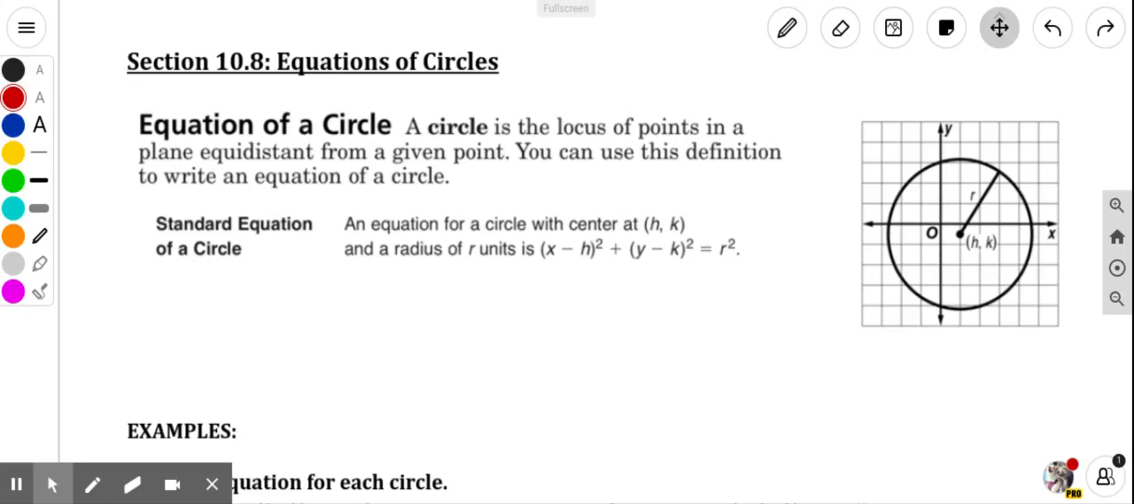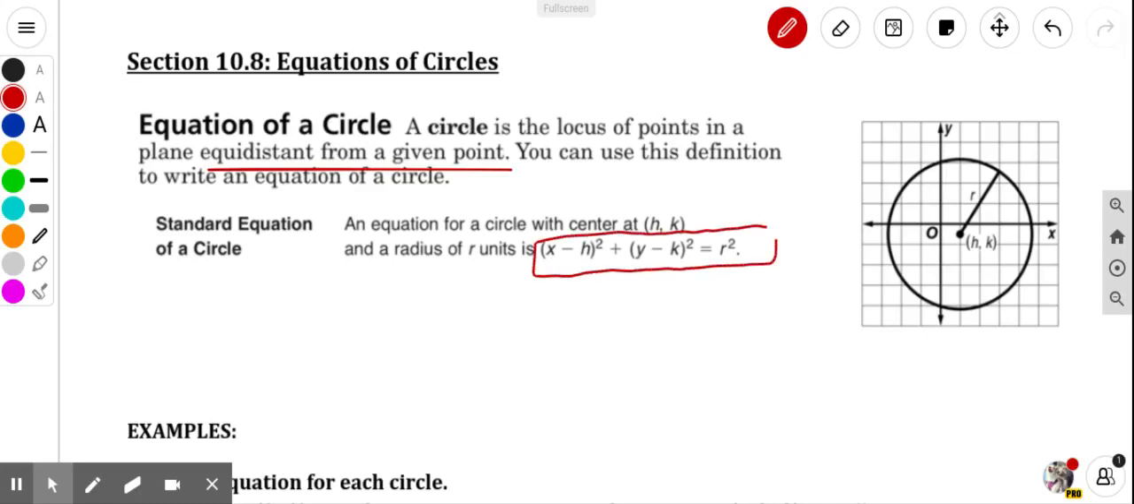As we defined in the very first section, a circle is the locus of points in a plane equidistant from a given point. So it basically means all the points that are equidistant from a given point. So this right here is the equation of a circle. Let's talk about what some of these parts mean.